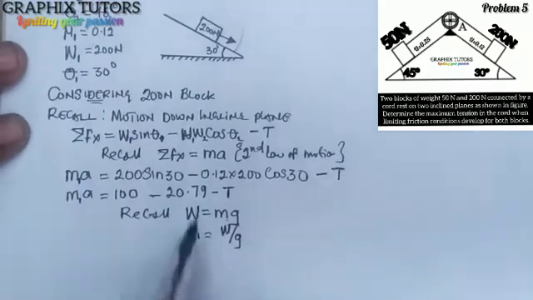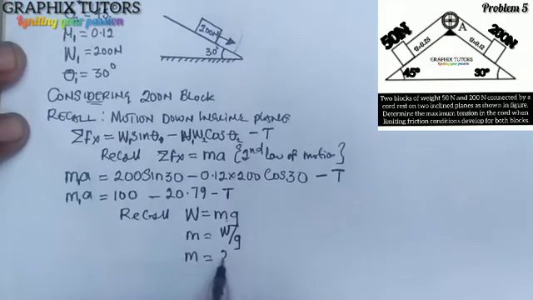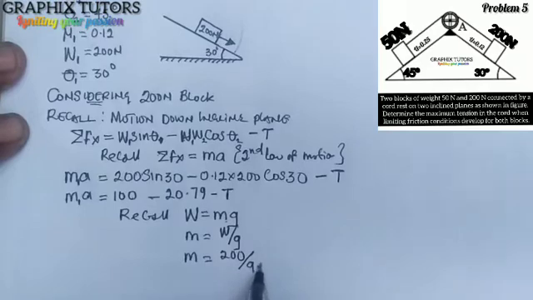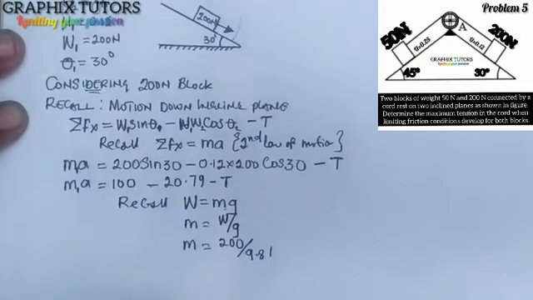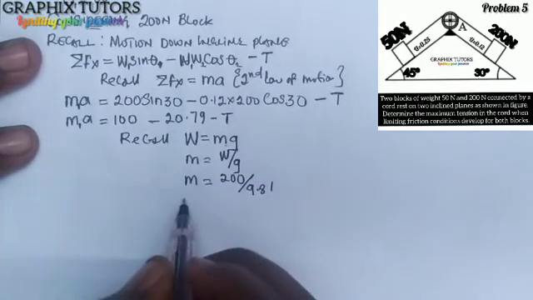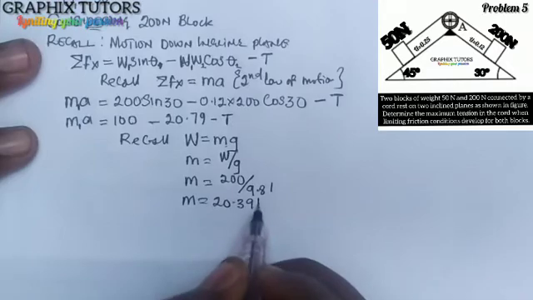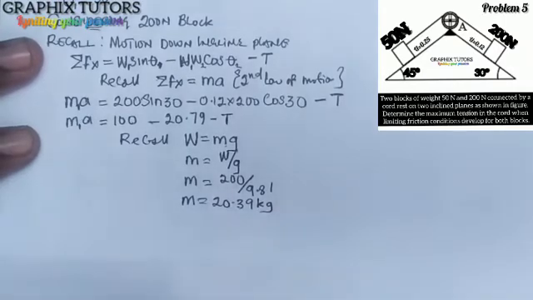So what is the weight of this block we're considering? It is 200. So the mass here becomes what? 200 all over what? What is the gravity? 9.81. So if you divide 200 by 9.81, you'll have 20.38 or 20.39, right? So we're having 20.39. So my mass here now is what? 20.39 kilogram. That is the mass.